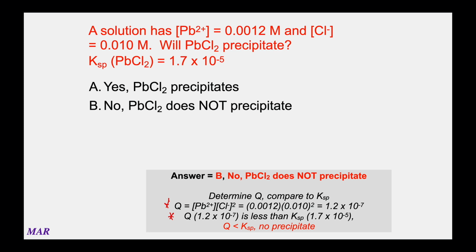Again, if you did this same calculation and you got a Q that was greater than Ksp, then that would mean that your solid does form. That's just the way I roll, but there is more than one way to do this problem, and you should do the way that works best for you.